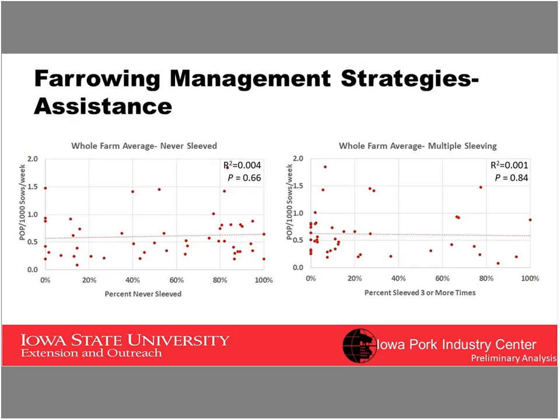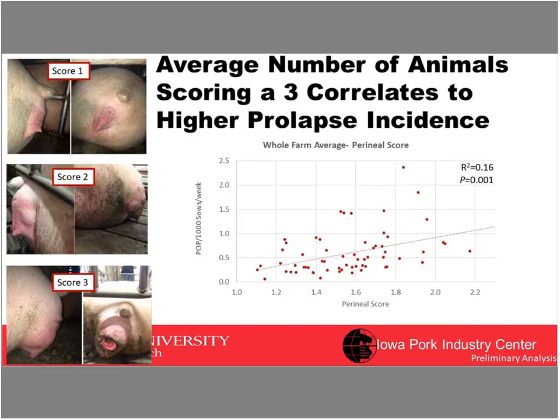And so there's also a number of sow farms that have a very aggressive farrowing management strategy. Over half of the sows are sleeved 3 times or more. And in both of those scenarios, we saw that there's a lack of a relationship with pelvic organ prolapse. So we didn't see a need to continue pursuing farrowing management strategies as they relate to prolapse.